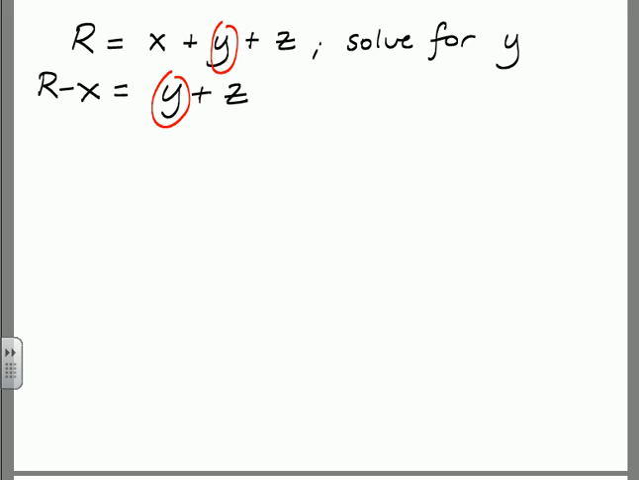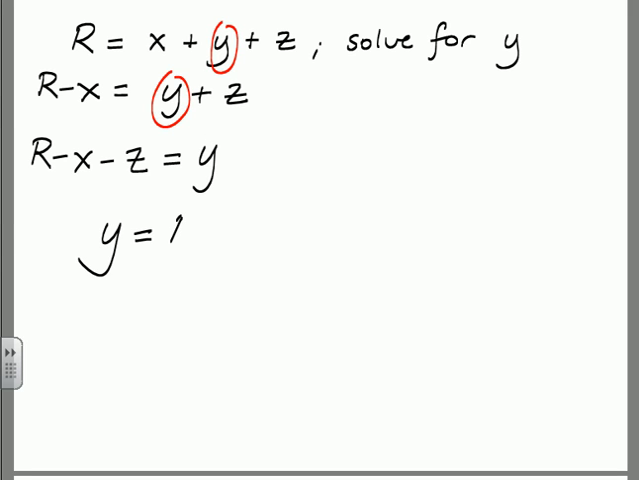So who's in the way? That's z. What's z doing? It's being added. So to undo it, you're going to subtract z from both sides. Since you don't know the values, you just write down what you would be doing if you did know them, and you get this. So woohoo, we got y all by itself.